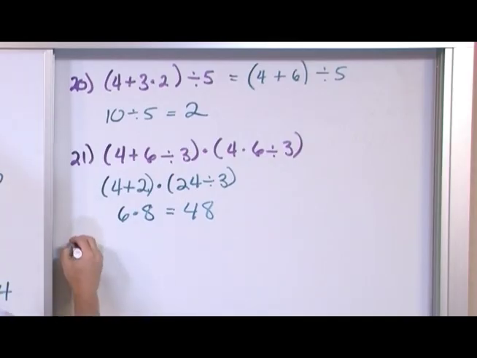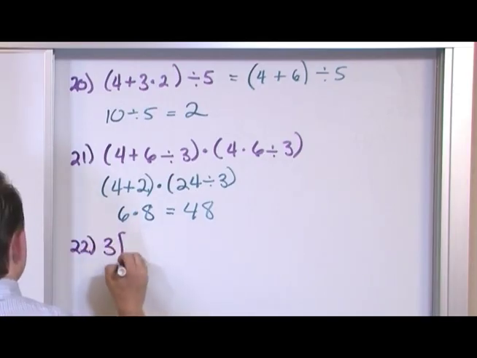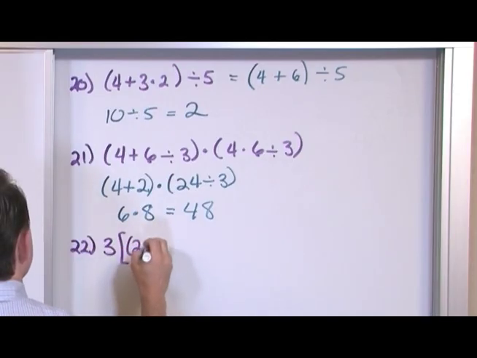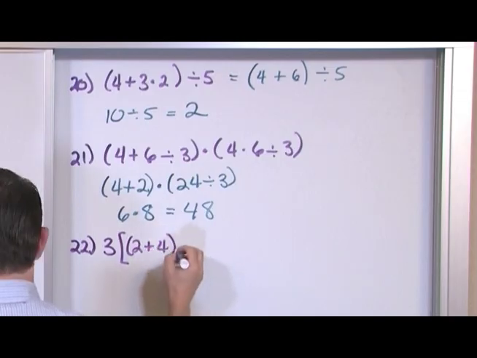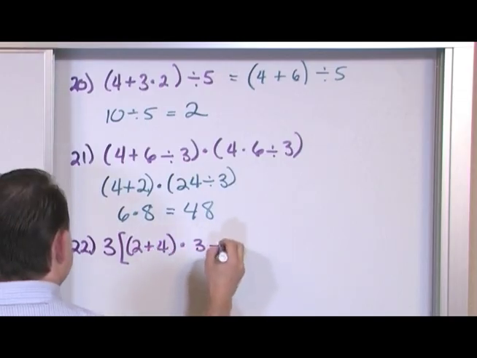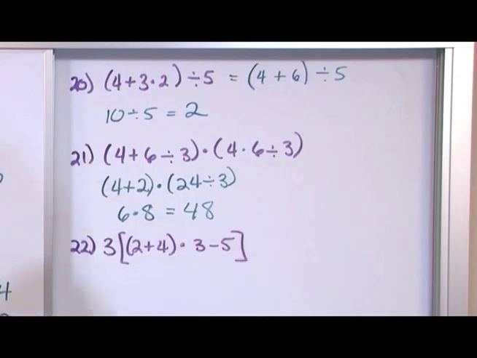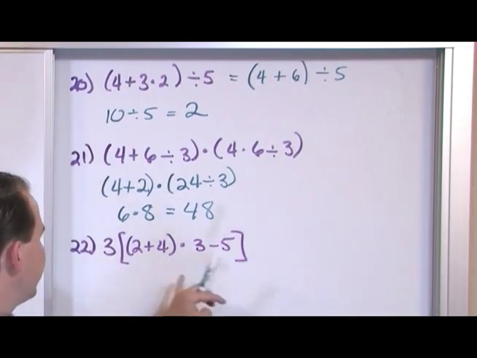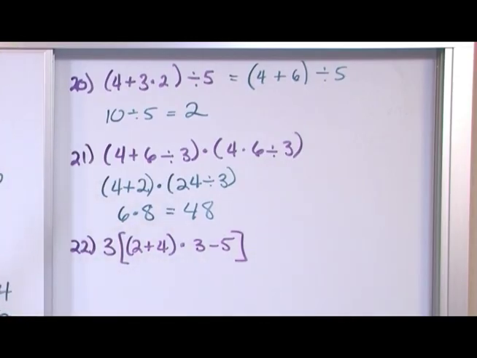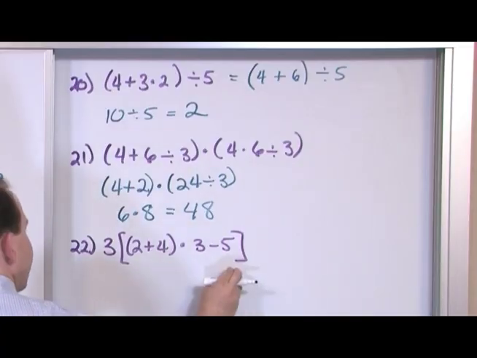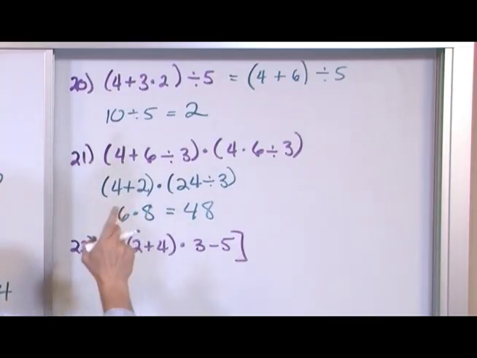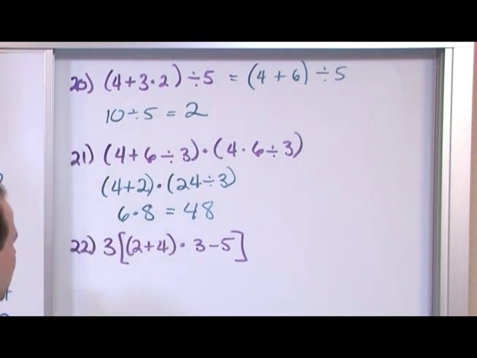Okay, let's go to 22. 3 bracket 2 plus 4 times 3 minus 5 close bracket. Now you see why we use brackets, because if I use parentheses here, it's just going to kind of run together a little bit. But now when I use different symbols, I can zero in and say, well, I've got a bracket here, but I've got a parentheses, and I always work inside to outside. So I'm going to work on this guy first.